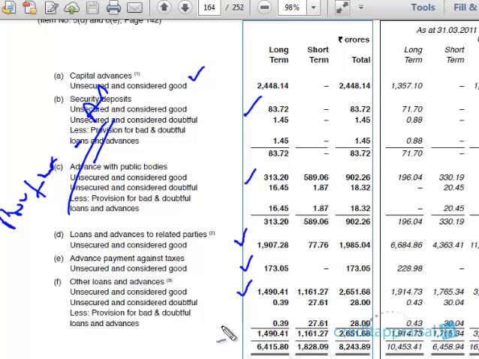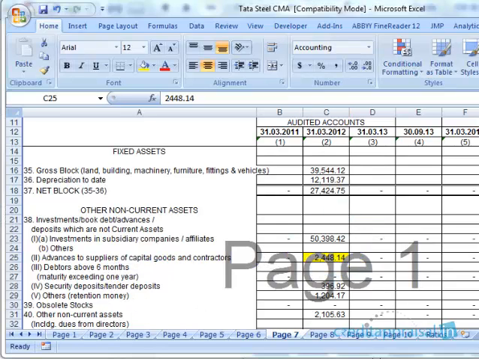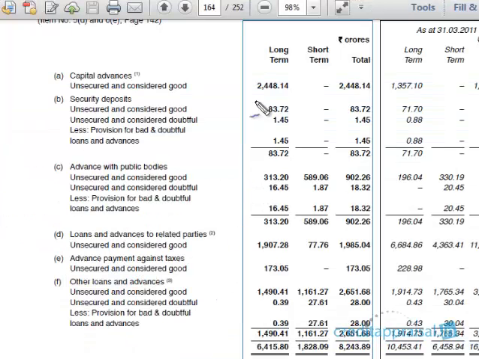Okay, so let us start with these capital advances, 2448. We're going to put it under advance to suppliers of capital goods. Advance to capital goods suppliers is a non-current asset. In CMA we will have a separate entry for advance to capital goods suppliers. So this 2448 I have placed under non-current asset, advance to suppliers of capital goods.